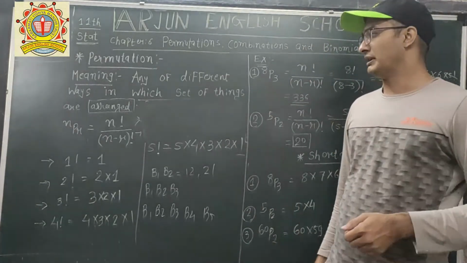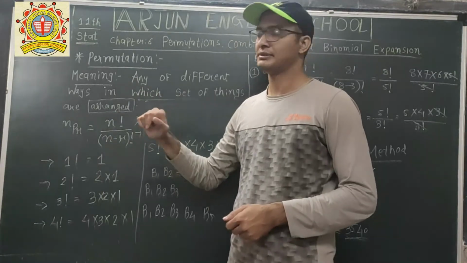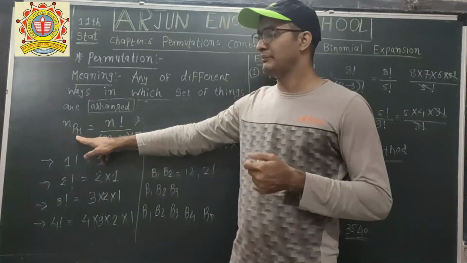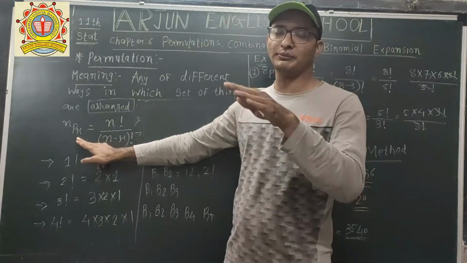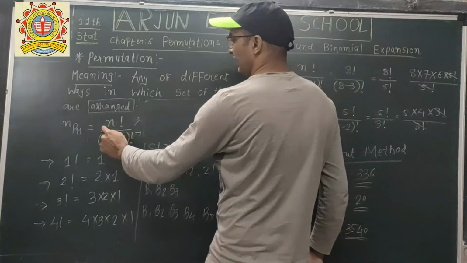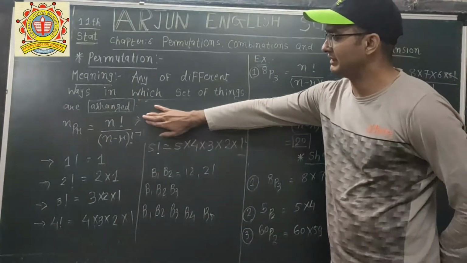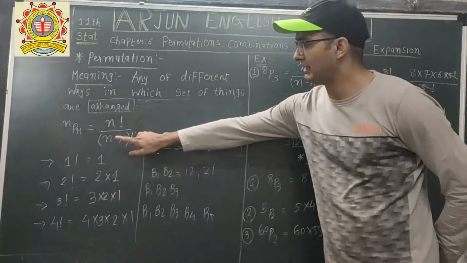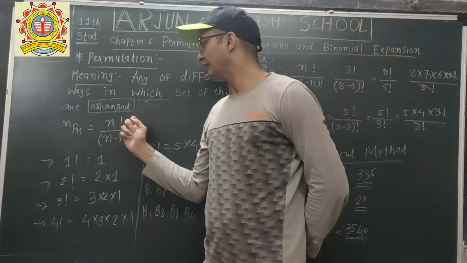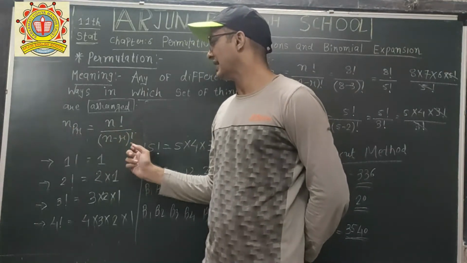Now you all understand the meaning and necessity of permutation. Now what is the formula? The formula is nPr. n is the total number, and r means the selected sample from this number. So the formula is: in the numerator it is n factorial and in the denominator it is (n minus r) factorial.